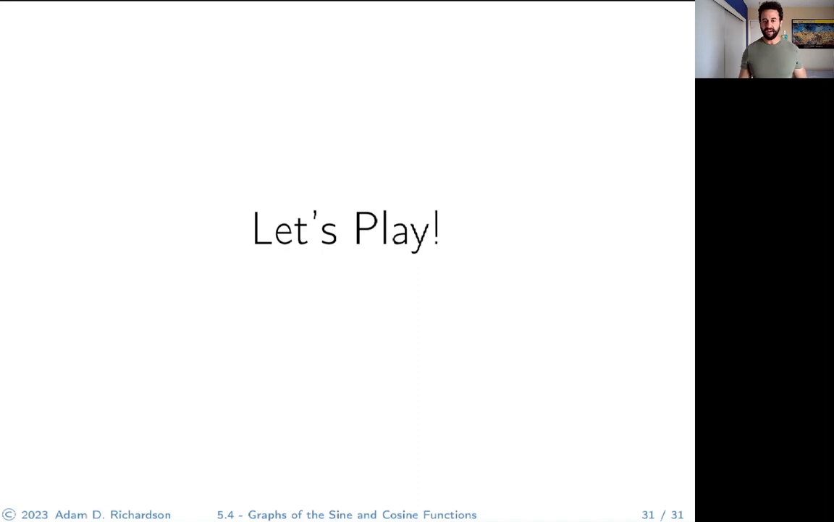So let's play. Now you should try to do the homework. If you've got questions, you can post them on the weekly discussion. But that's about it for this lesson. The next section, we're going to talk about the other graphs. So we'll do tangent and cotangent and cosecant and secant in the next section.